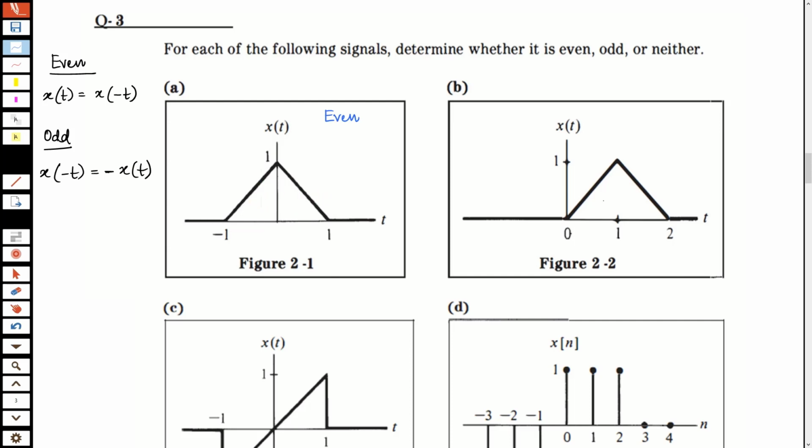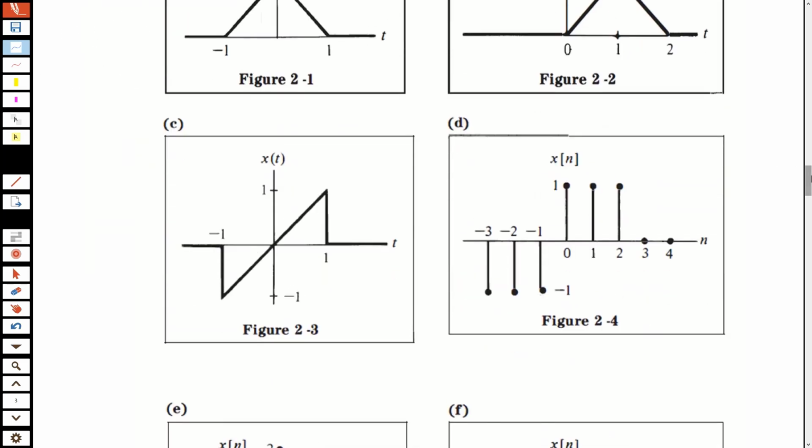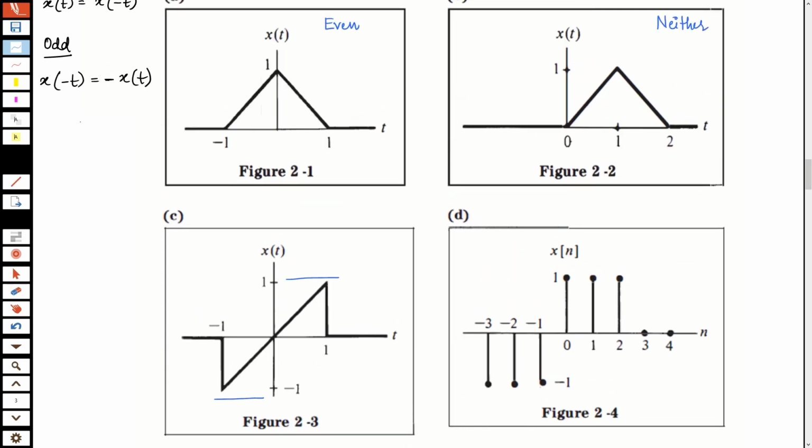Part B is neither odd nor even, because neither of these conditions is true. Part C, you notice that this side and this side are perfect reflections of each other. Notice one more thing: for practical signals, if the signal has to be odd, then at t equal to 0 its value needs to be 0, otherwise it won't be a perfect reflection. So this is clearly odd.